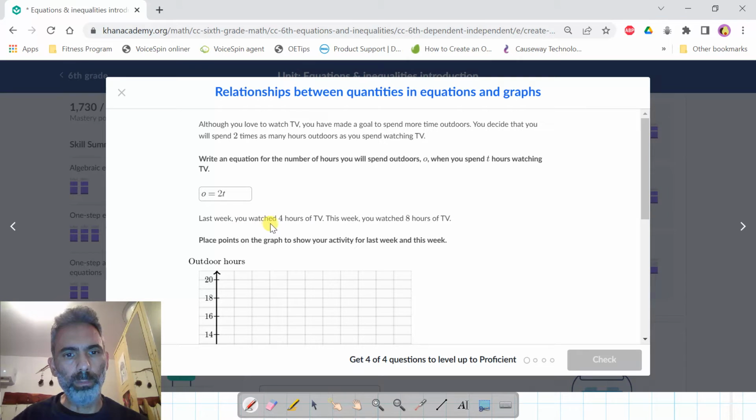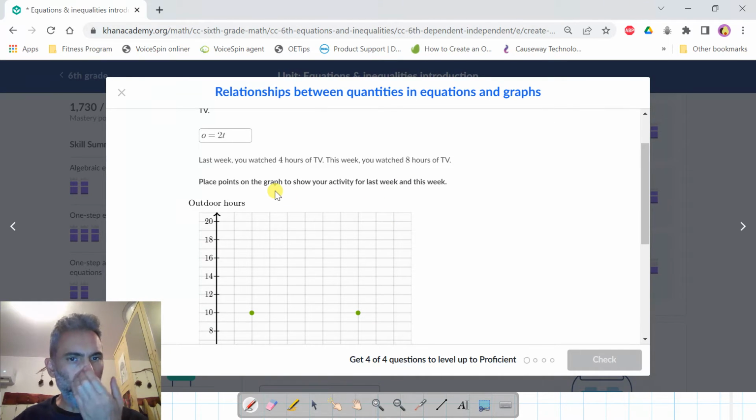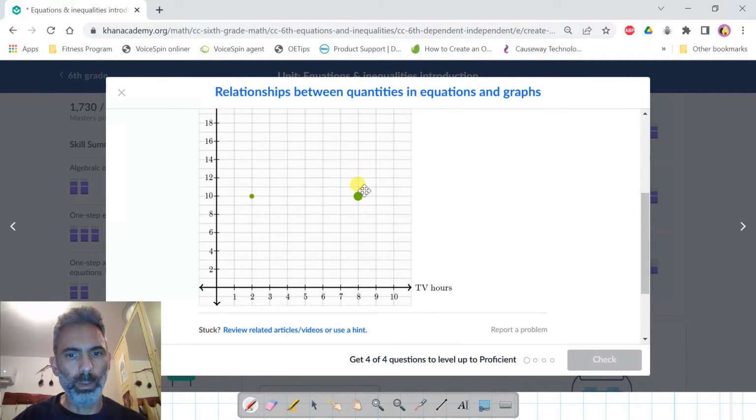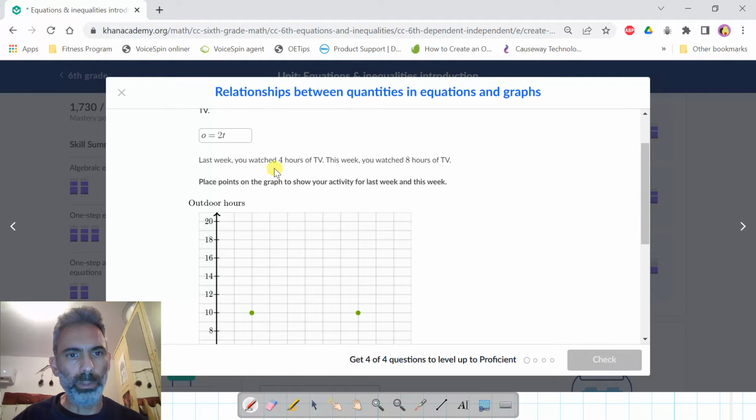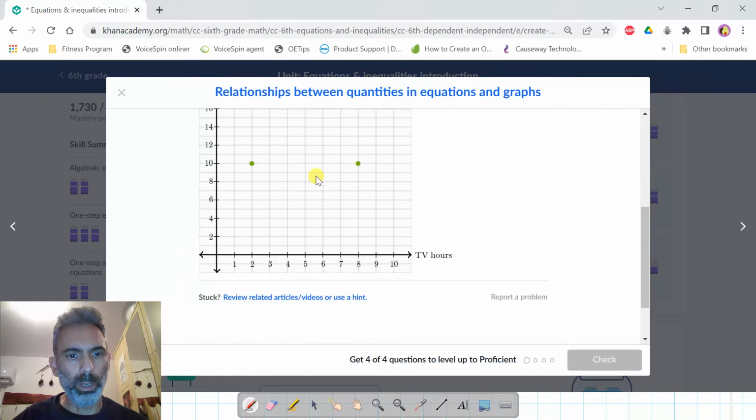Last week you watched 4 hours of TV. This week you watched 8 hours of TV. Place points on the graph to show your activity for last week and this week. So the x-axis is for TV hours. The first point, for last week, you watched 4 hours.